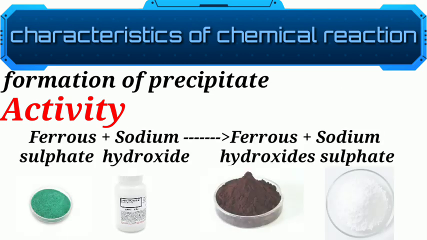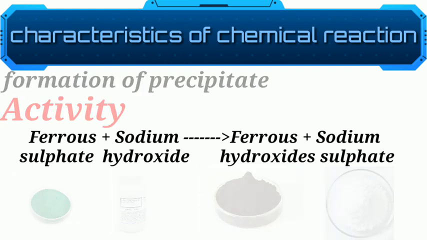Ferrous sulfate solution reacts with sodium hydroxide solution to form a dull green precipitate of ferrous hydroxide. Ferrous sulfate plus sodium hydroxide is equal to ferrous hydroxide plus sodium sulfate.